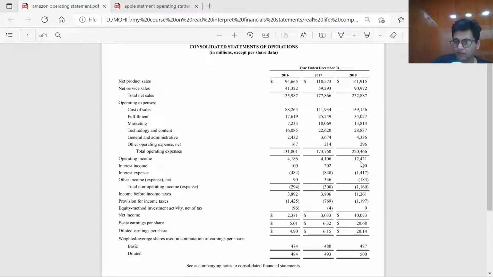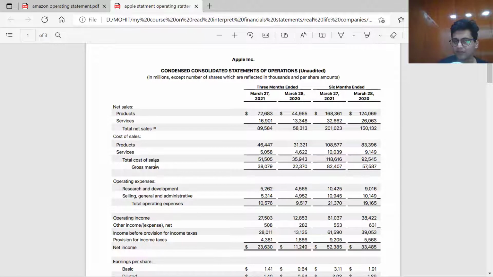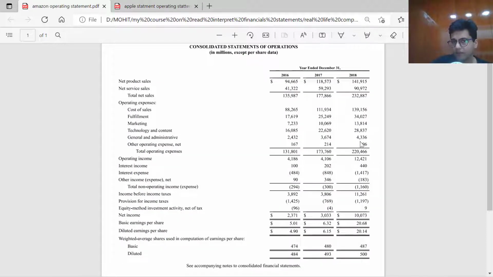Now, one difference which Amazon has as compared to the Apple income statement is this. Apple was showing gross margin of its products and services separately. In Amazon, we are not being shown gross margin and we are just being shown operating expenses. That is not a problem for us, because the moment we have cost of sales, we can calculate the gross margin of Amazon. So we got an operating income of $12 billion on a total revenue of $232 billion.